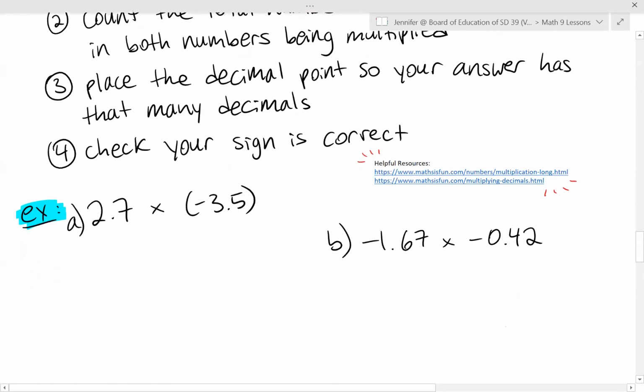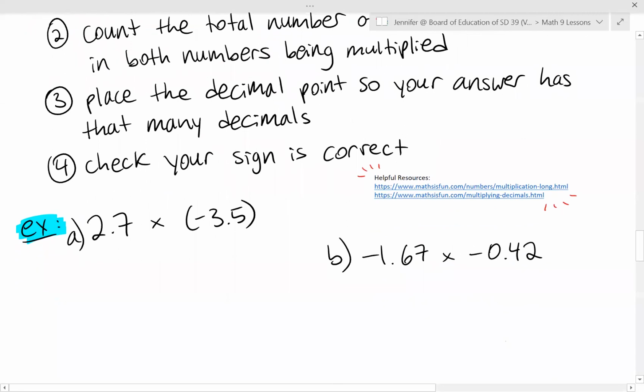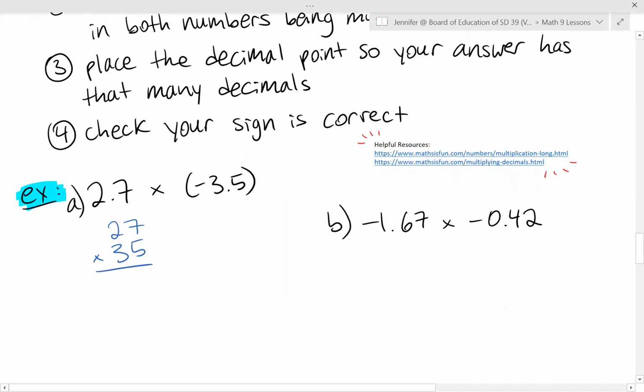So we have 2 examples. So the first step, we're going to basically remove the decimals, ignore them. So this will actually be 27 times 35. For now, I'm going to also ignore the negative sign and put that sign in at the end, just to make my life a little easier. So now I can do long multiplication like normal.